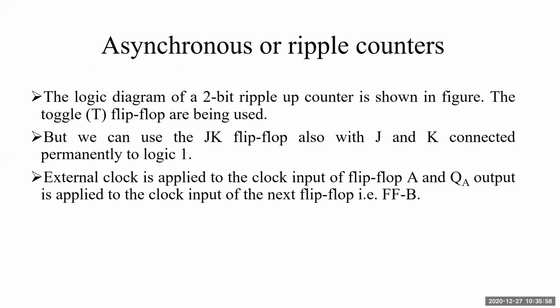First, it has been designed with the help of a 2-bit T flip-flops. T flip-flops have been used here in order to design that one. It's a toggle flip-flop, or else we can also use JK flip-flops, whenever you want, permanently connected to logic 1. So in this way, we can design the asynchronous counter with the help of any kind of flip-flop. Mostly in the next slide, you'll be seeing it with the help of T flip-flops. And an external clock is applied to the clock input of flip-flop A, and QA is the output which is applied to the clock input of the next flip-flop. So this is how the sequential order goes on.